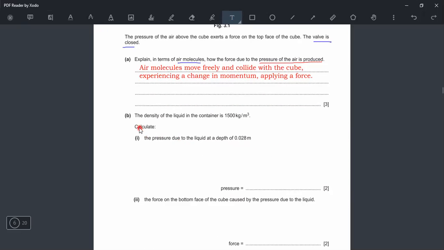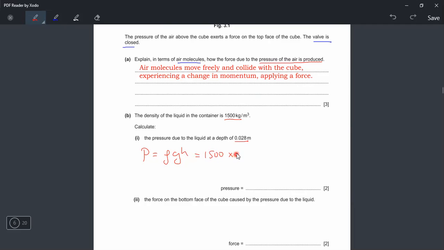So let's move on. The density of the liquid in the container is 1,500 kilograms per meter cubed. Calculate the pressure due to the liquid at a depth of 0.028. Pressure due to a liquid equation is very simple. Rho g h, density times 10 times height. So 1,500 times 10 times 0.028.